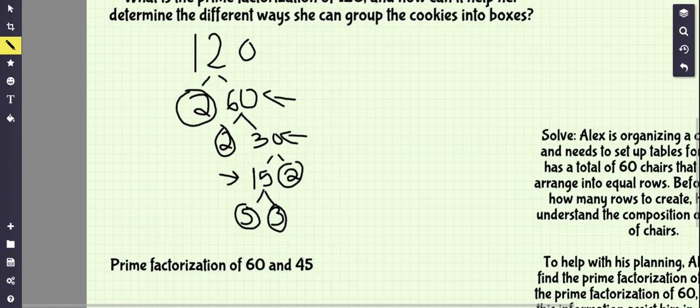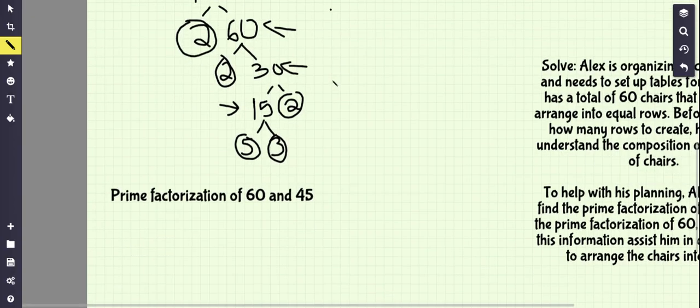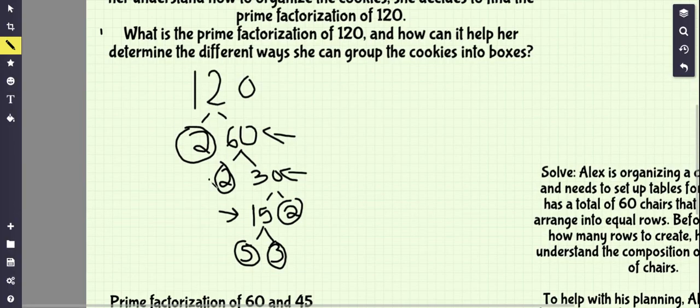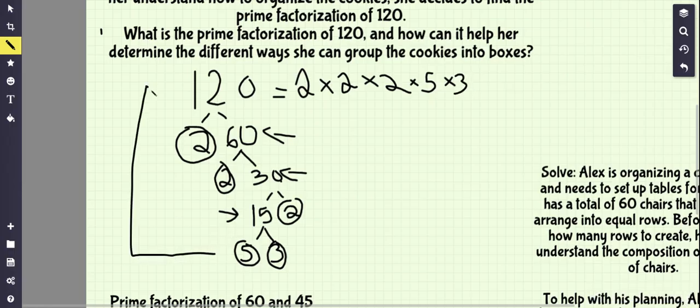Basically, what I'm saying is that since we found the prime numbers, the prime factorization is this. Since there are three twos, it is equal to all the prime numbers, all the circled numbers, multiplied together. So 2 times 2 times 2 times 5 times 3. And if we multiply all these, we will get back to 120.